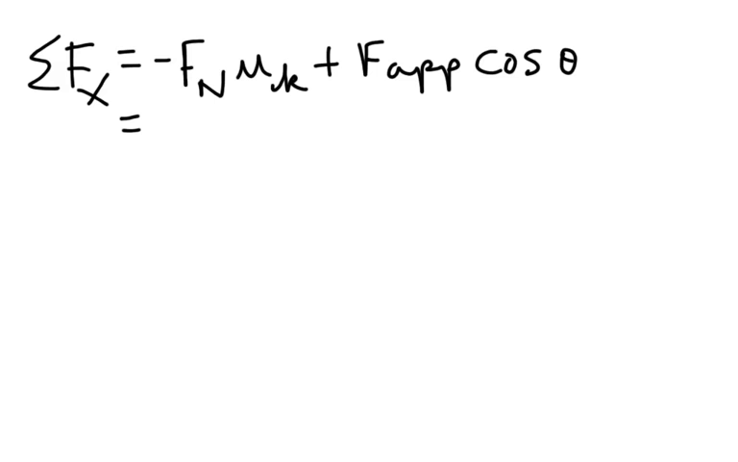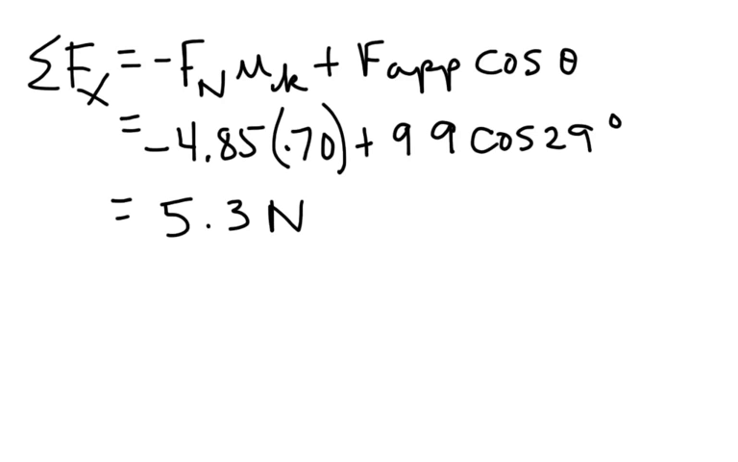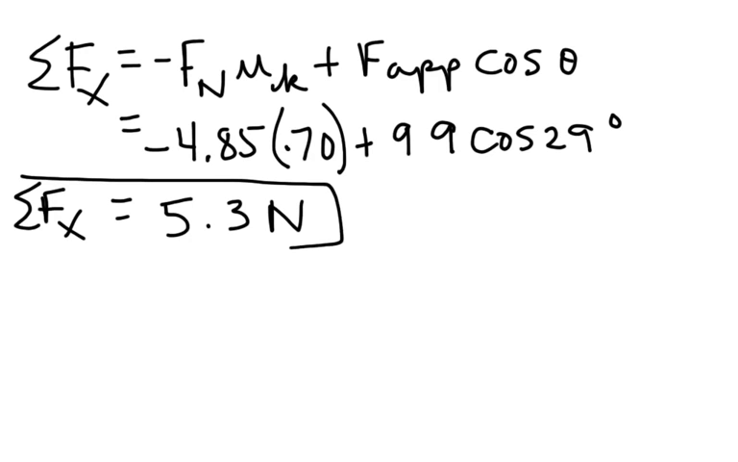All right, so let's plug in some numbers now that we found the normal force. For the normal force, we'll plug in 4.85 newtons. The coefficient of kinetic friction is 0.70. I have an applied force of 9.9 newtons times cosine of 29 degrees. This should come out to be 5.3 newtons for the sum of the forces in the x direction.